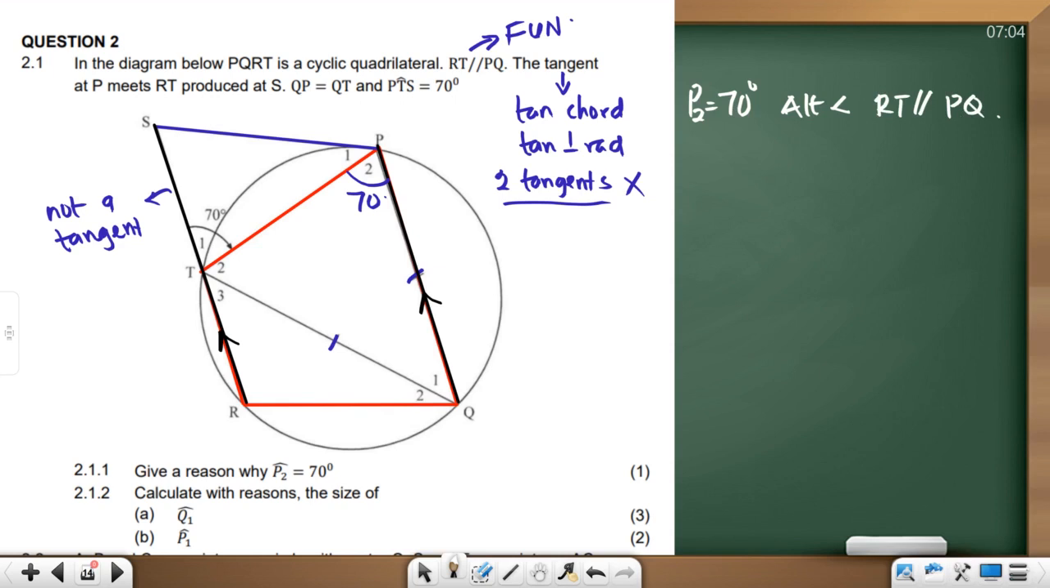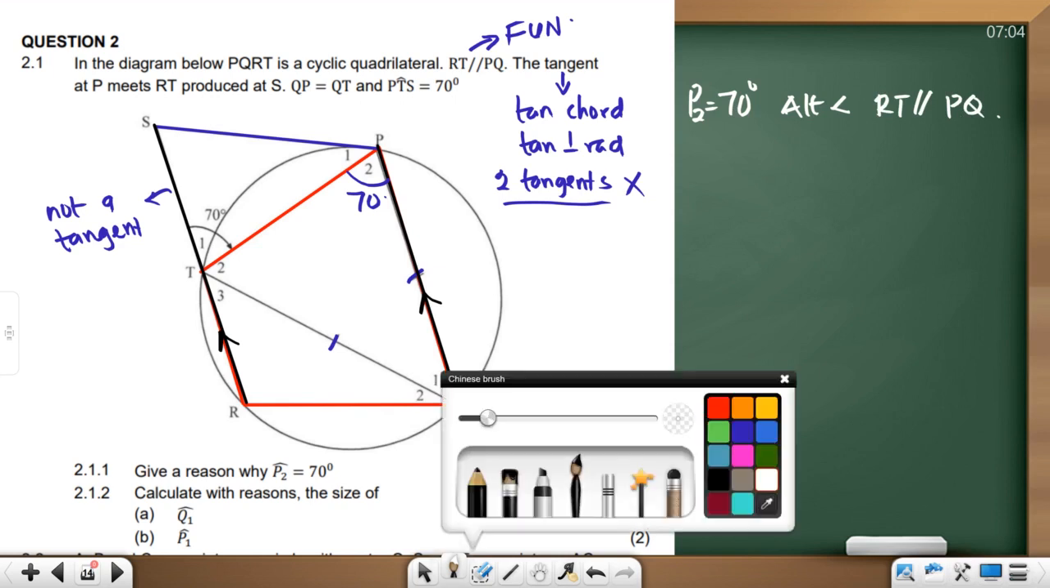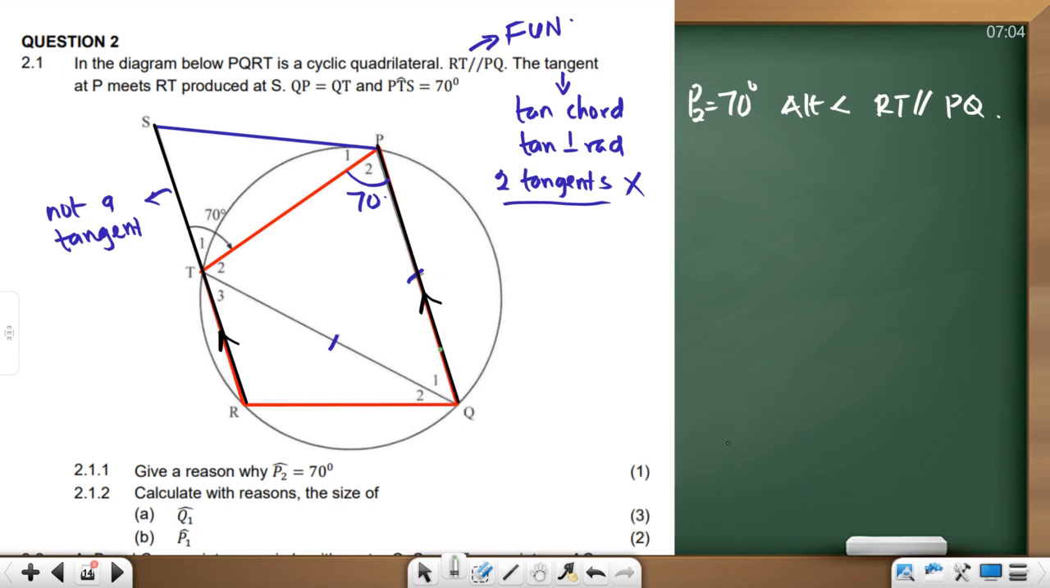Calculate with reasons the size of Q1. Let's go check again. I'll quickly highlight. That's Q1. Q1 starts from where? Oh, wait. Q1 is between, watch the properties of those lines. All right, it's between a parallel line and this line. F angles, no, that will not work. But hold on. This angle is between this. Oh, if these two are equal, I get it. It means this angle will also be 70.